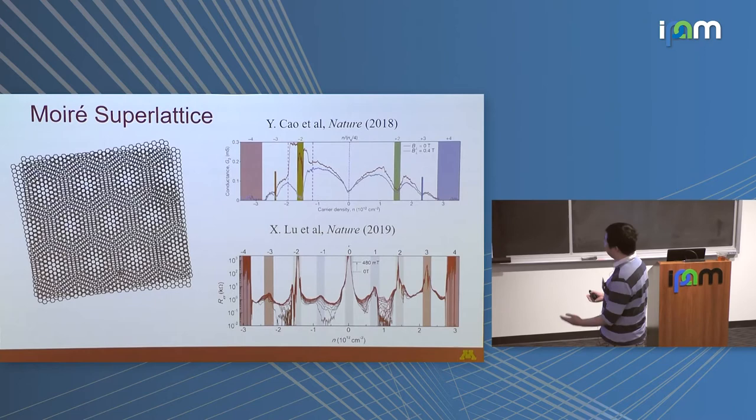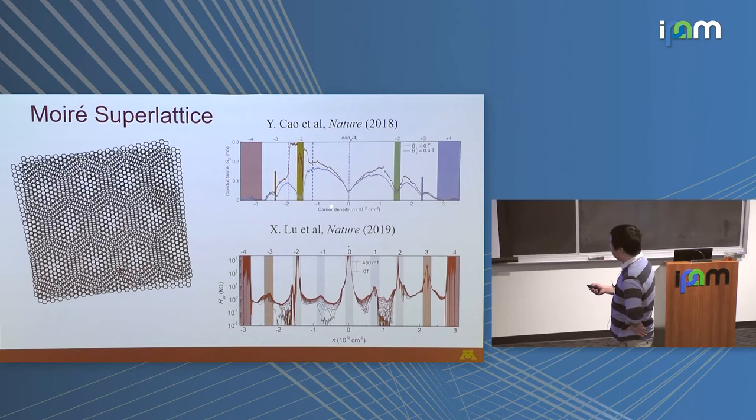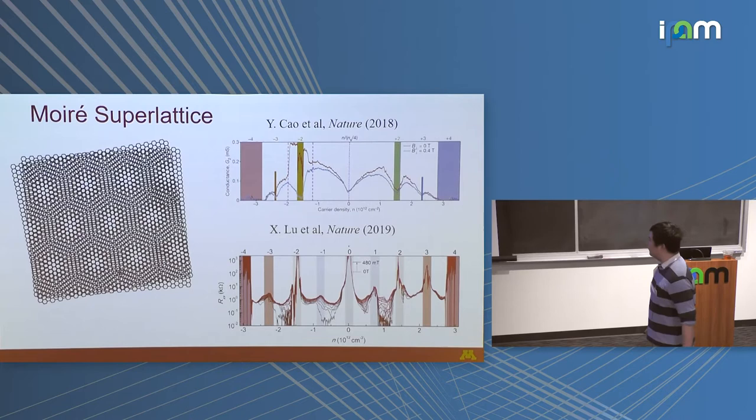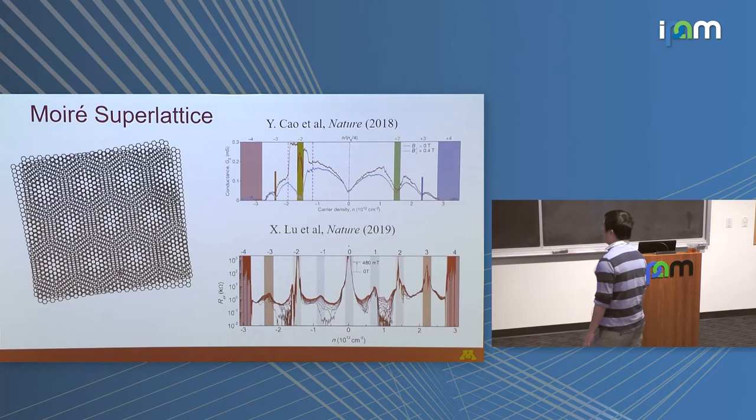What's important here is the basic idea of the moiré superlattice, because all of these interesting states, either Mott insulator states or superconductivity, are found near half-filling, corresponding to two electrons per moiré unit cell. So this unit cell is actually much larger than, of course, the graphene unit cell, and normally corresponds to a carrier density on the order of 10 to the 12th.